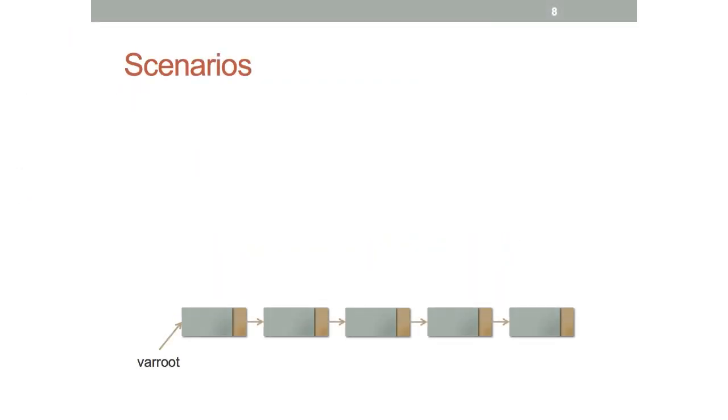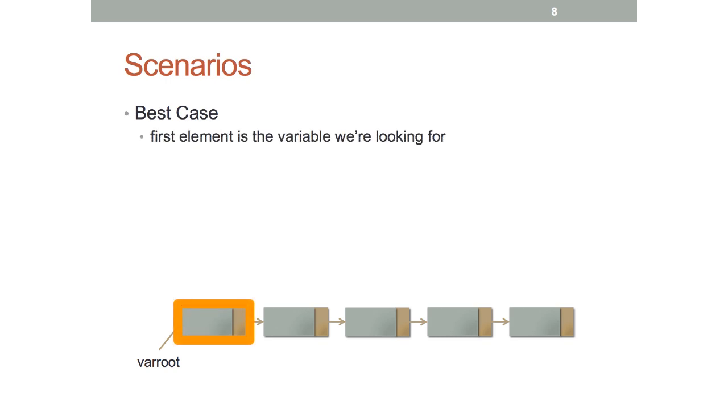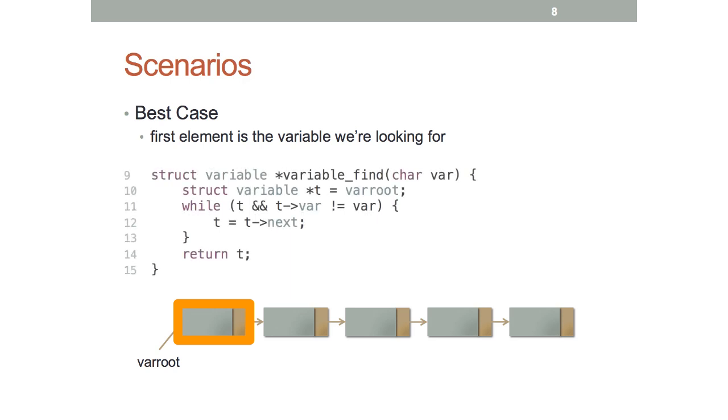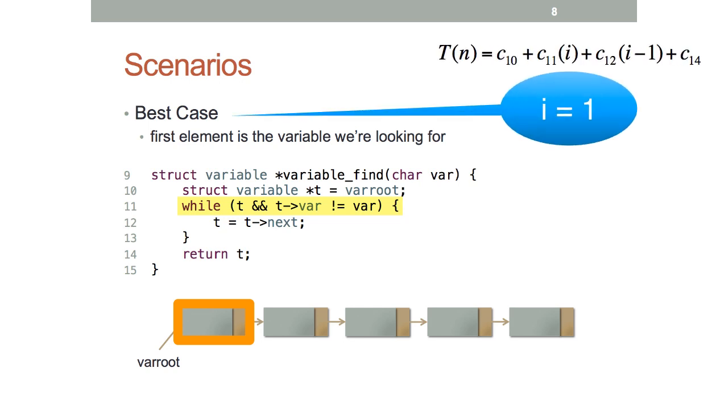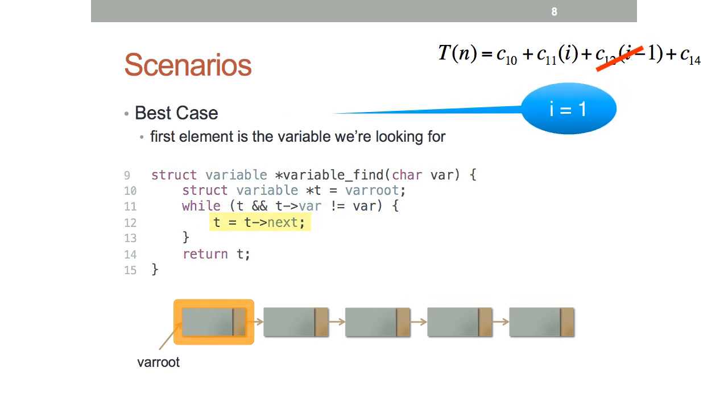I'll point out 3 possible scenarios or cases. Our best case would be when the node that we're looking for is in front of the list. In this case, the loop only checks once and the condition becomes false immediately, ending the function, making i equal to 1. Notice that in this scenario, line 12 does not execute.